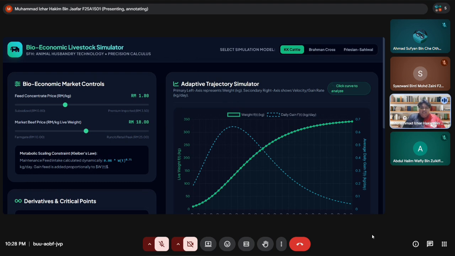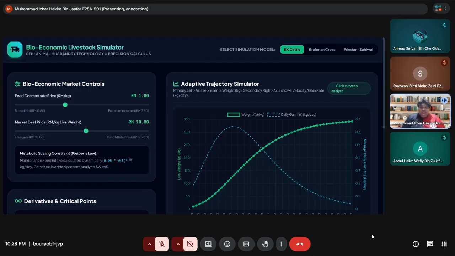The second one is the second derivative, which is growth acceleration. The second derivative measures how the growth rate changes over time. This helps identify the inflection point, which is the stage where the animal reaches its maximum growth rate. After this point, the animal continues to gain weight, but the speed of growth gradually decreases. Understanding this stage is important because it can influence feeding and management decisions.